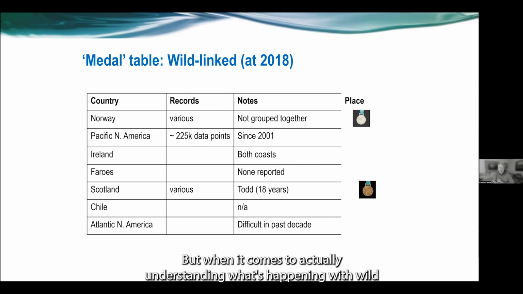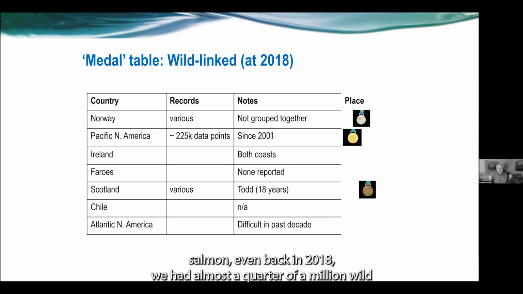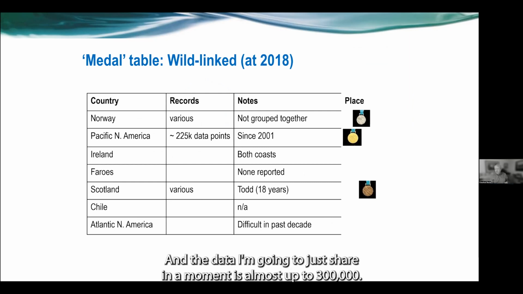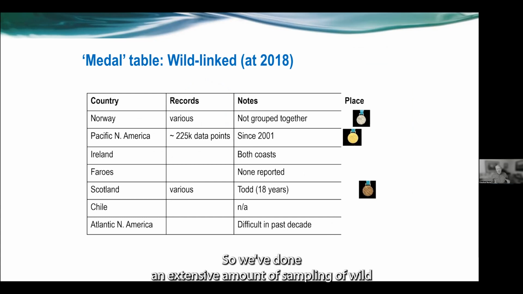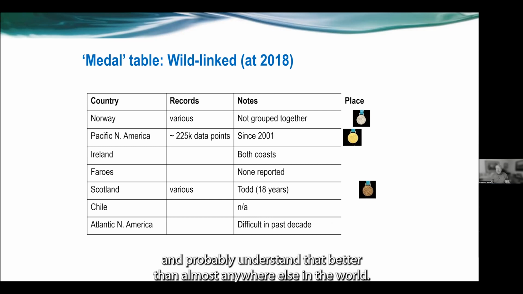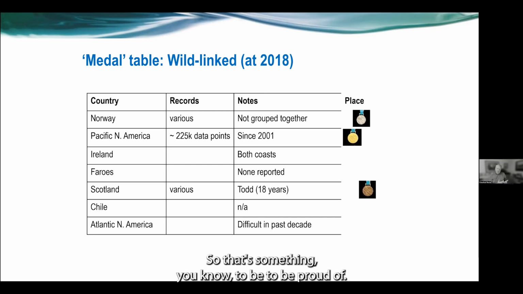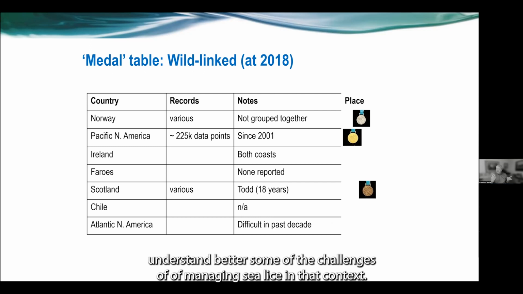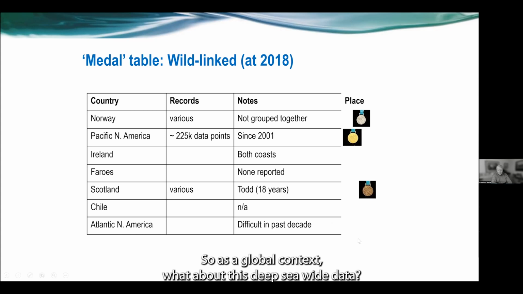But when it comes to actually understanding what's happening with wild salmon, even back in 2018, we had almost 250,000 wild salmon sample points. And the data I'm going to share in a moment is almost up to 300,000 fish. So we've done an extensive amount of sampling of wild outmigrating salmon over the last 20 years in British Columbia, and probably understand that better than almost anywhere else in the world. So that's something to be proud of. And I know that many of you have also been involved in that process, but it's also a challenge in terms of how we utilize that to better understand some of the challenges of managing sea lice in that context. Okay, so that's the kind of global context.